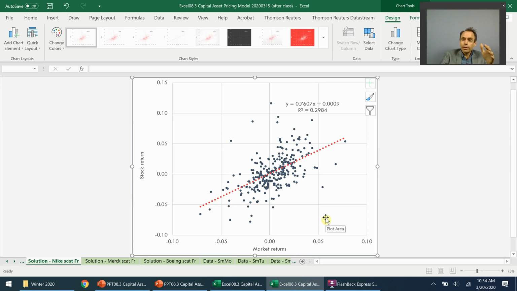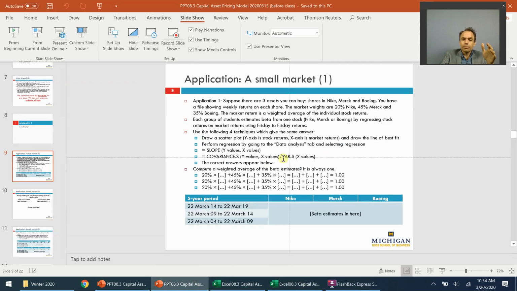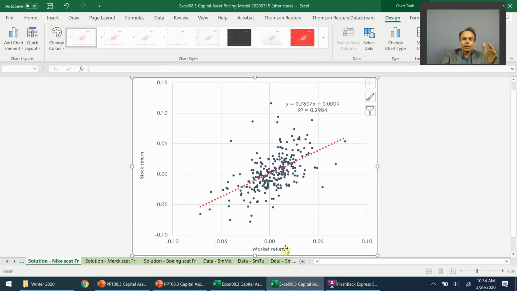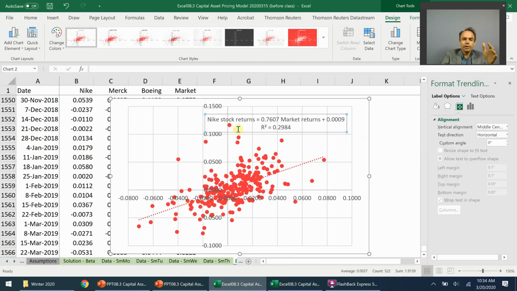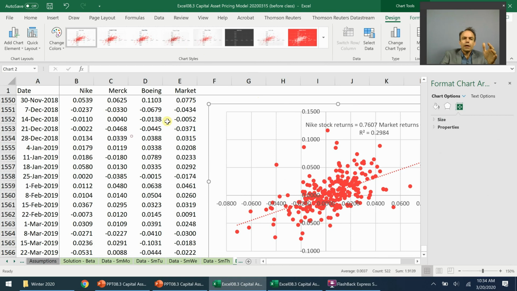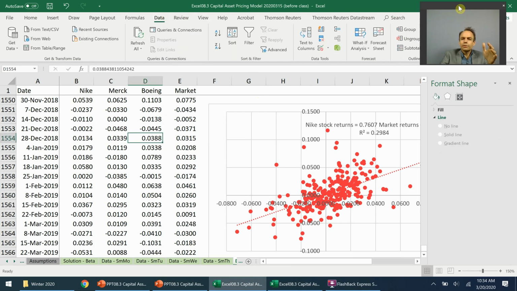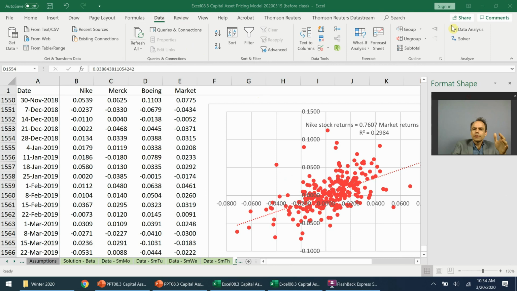So another way we can estimate beta, turning back to my PowerPoint presentation, is to perform regression going to the data analysis tab. So going back to my before class spreadsheet, let's do the analysis in a different way. I'm going to go to Data, and then I'm going to click on the Data Analysis tab on the top right.